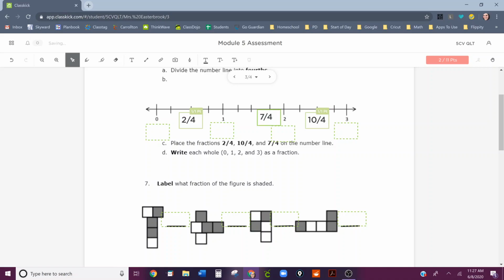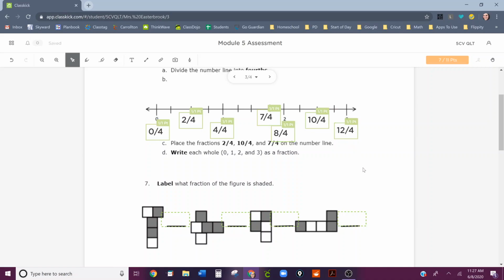And that's 7/4. Now it says D, write each whole, 0, 1, 2, and 3 as a fraction. So here at 0, we know we just have 0, but the line is divided into fourths, so it's considered 0/4. And then we can just count 1, 2, 3, 4, 4/4, 5, 6, 7, 8, 8/4, 9, 10, 11, 12, and that's 12/4.